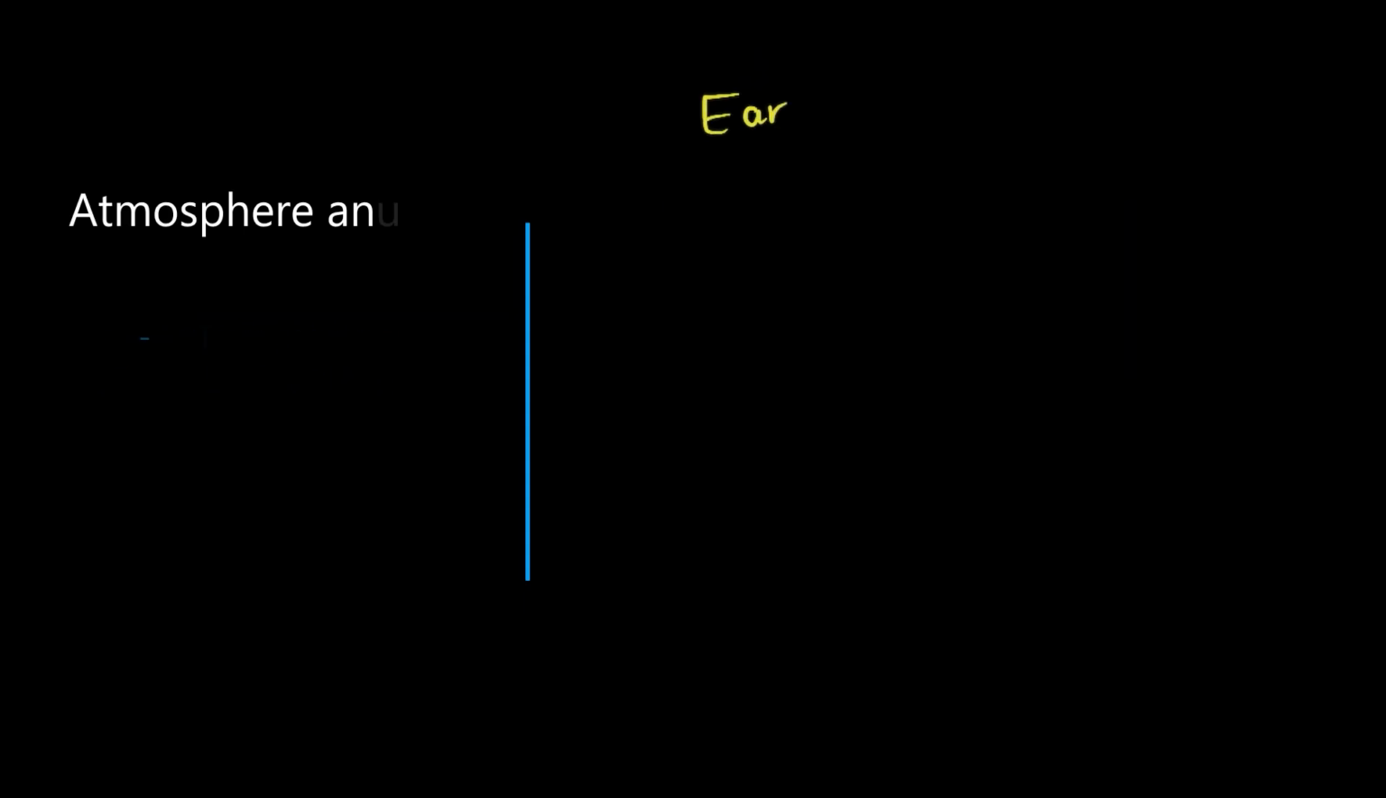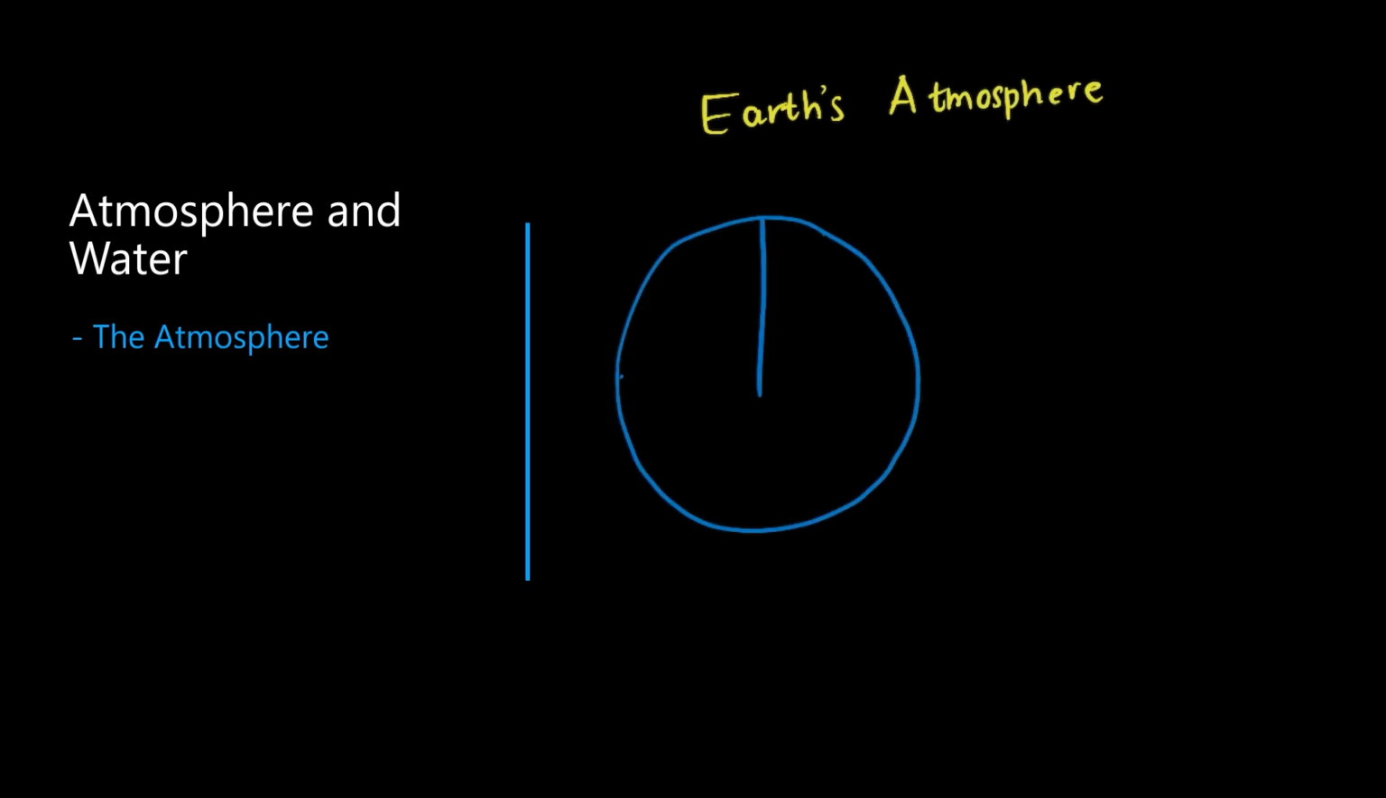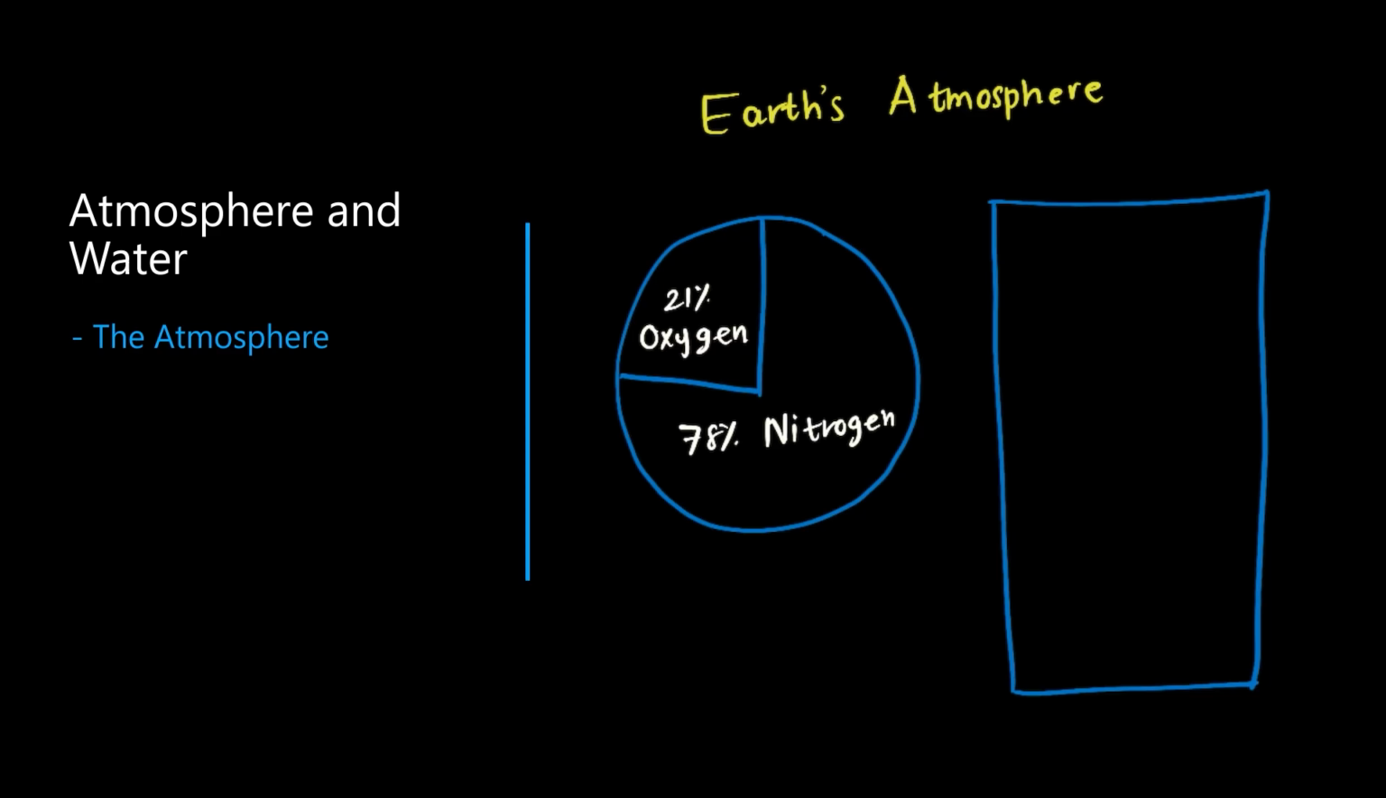Now let's look up at the blanket of gases surrounding our planet, the atmosphere. Earth's atmosphere is composed of about 78% nitrogen, 21% oxygen, and about 1% other gases, including argon and trace amounts of carbon dioxide and water vapour. The atmosphere is divided into layers based on temperature changes with altitude.